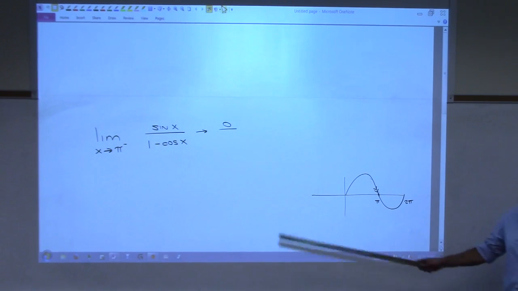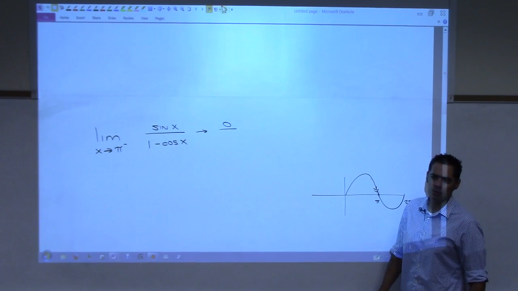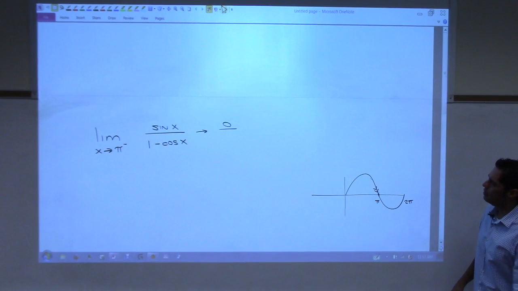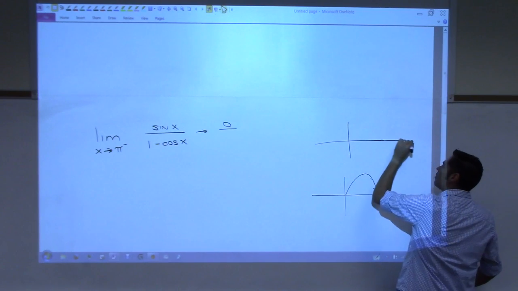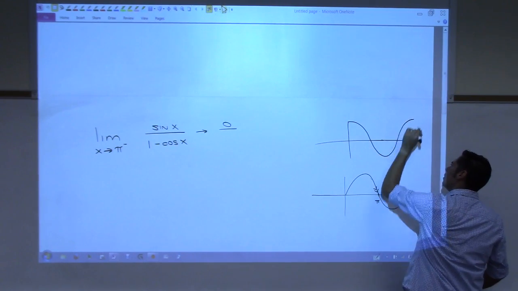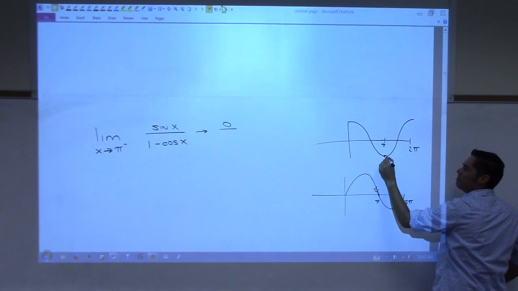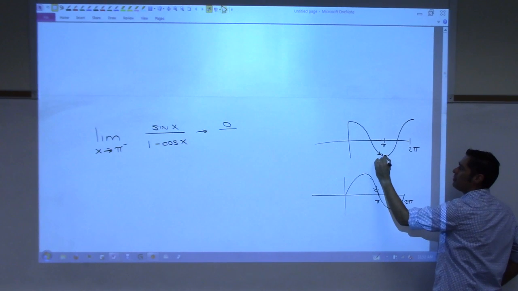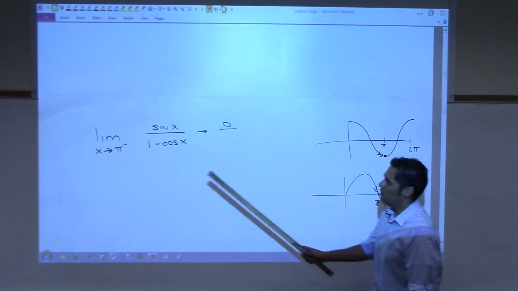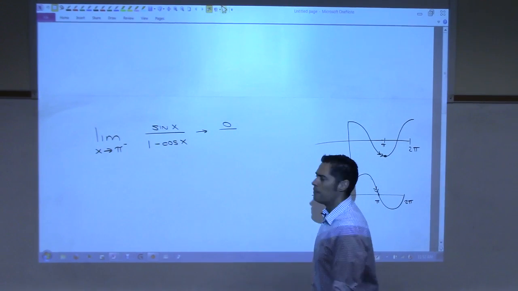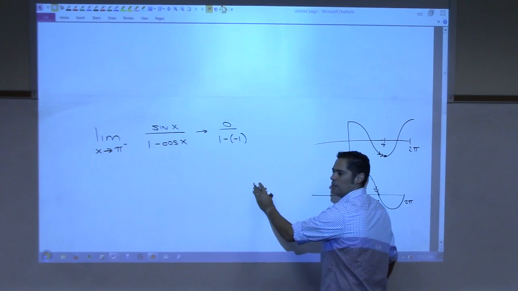Do you know what cosine of pi is? Cosine of pi? Do you want to look at the cosine function? We'll look at the cosine function if you want like this. You can also go off the unit circle. Here's 2 pi. Here's pi in the middle. That's negative 1. You're approaching from the left, so negative 1? It's still approaching negative 1? So you've got 1 take away negative 1. That's 1 plus 1. That's 2.